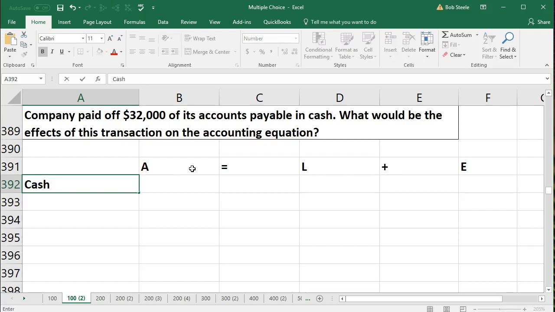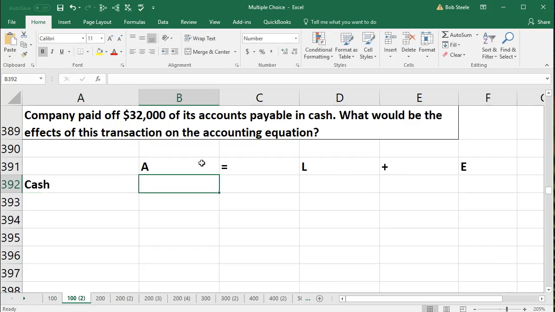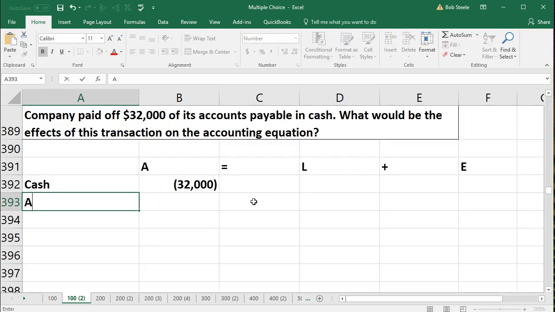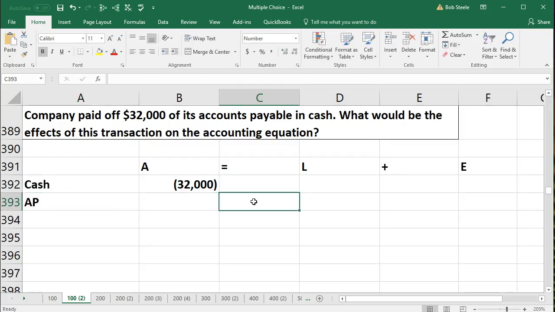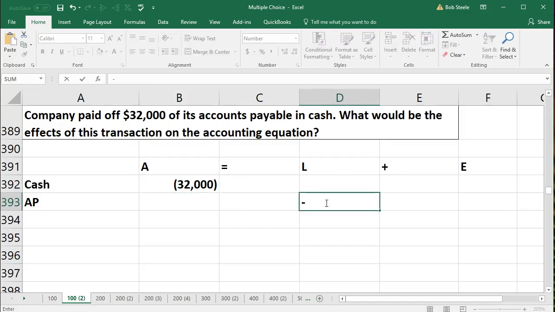I'm going to write it down this way this time. Cash is affected, and it's going down because the key word is paid. So we think that cash is going to go down by $32,000. And the other thing that's going to happen then is accounts payable, a liability account over here. We know accounts payable must be going down because this cash is going down. Therefore, this liability of accounts payable must be going down too.